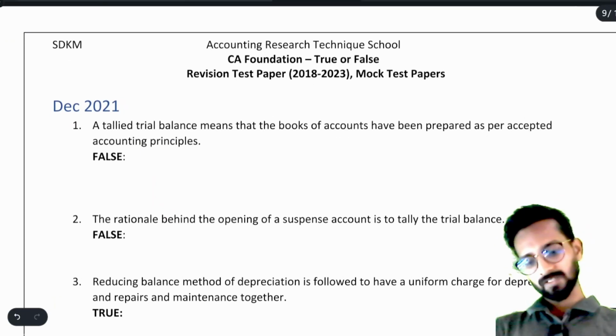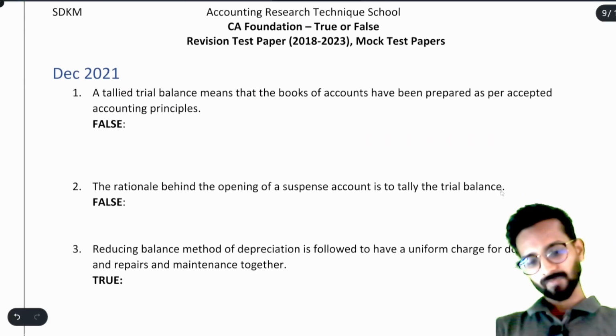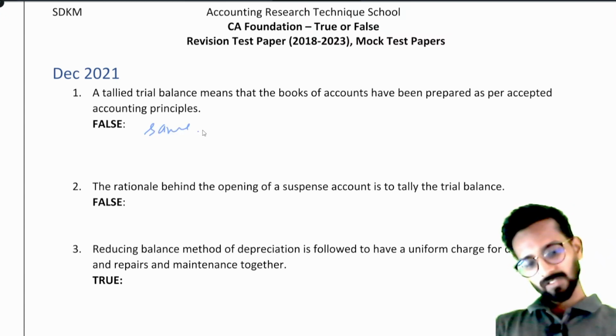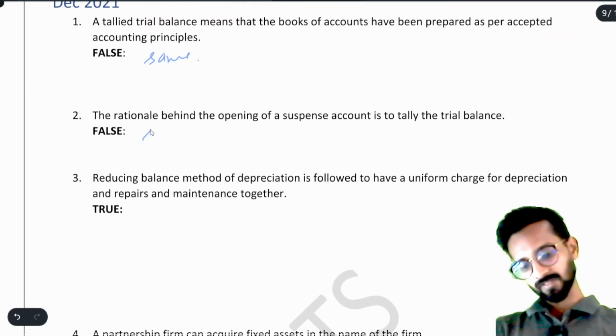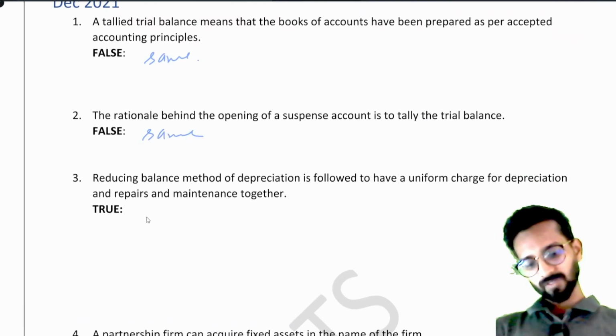After this we have December 2021, check. A tally trial balance, this we have already done, same. The rationale behind the opening of suspense account is to tally the trial balance, this also we have discussed. Reducing balance method, again this also has been discussed.